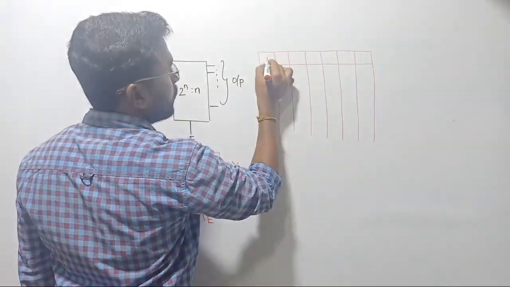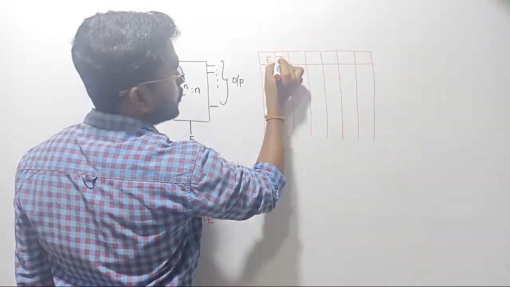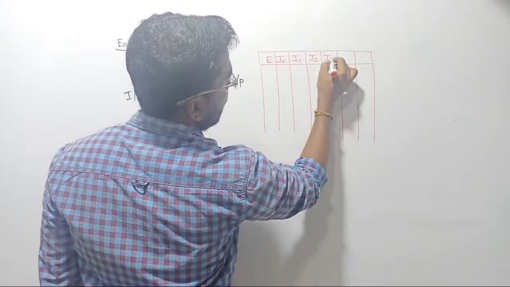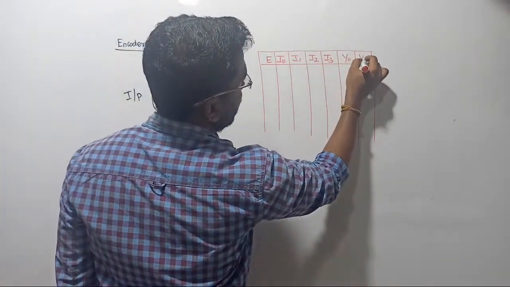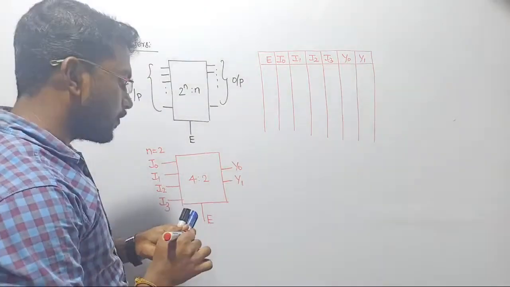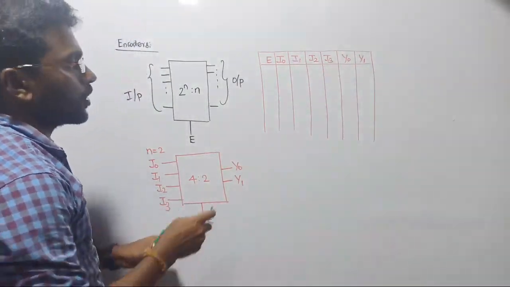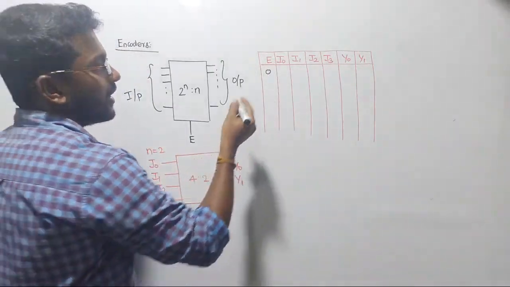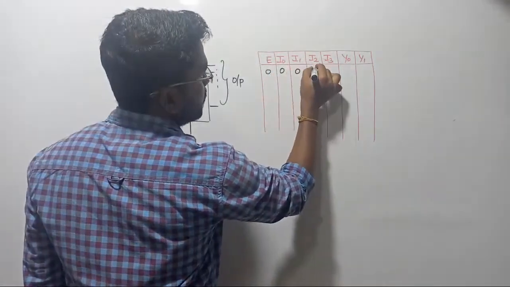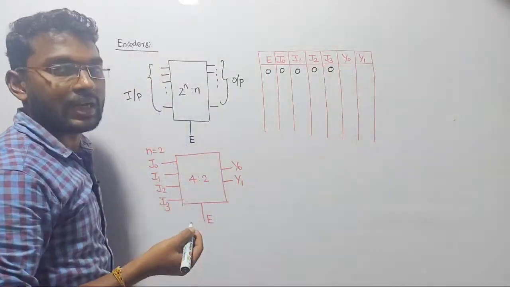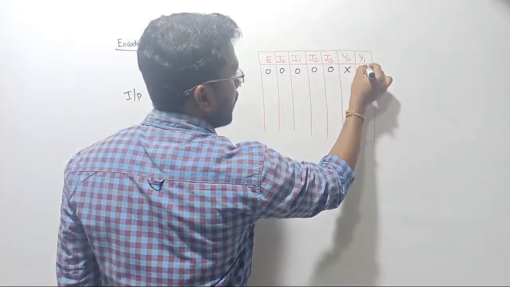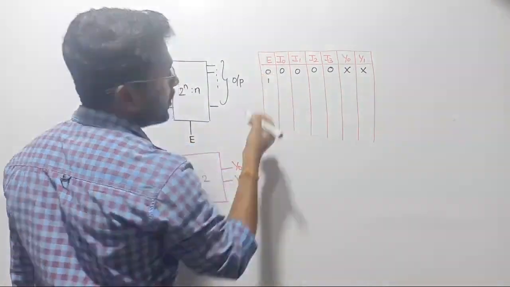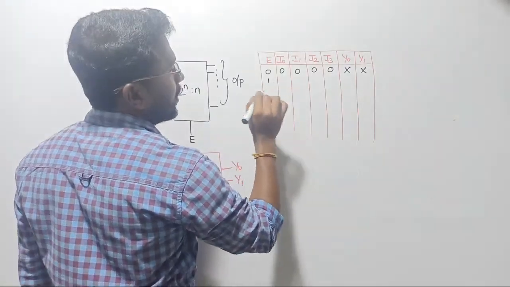Now the thing is, first we should consider the enable pin, and then I should talk about the input lines i0, i1, i2, i3, and then we should talk about the output possibilities y0 and y1, right? So first of all, if the enable pin is 0, it indicates your circuit is in the inactive state. In the inactive state, all your inputs are going to be 0 because we are not passing any electrical signal, and the outputs are simply called don't care. I don't need to bother about them, right? So let's consider when the enable pin is going to be 1, automatically there are four possibilities, right?